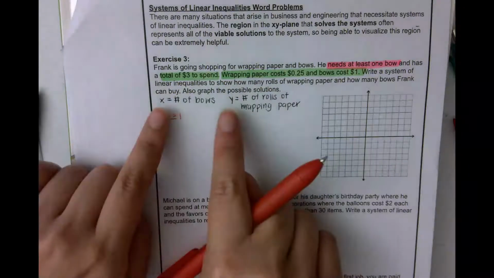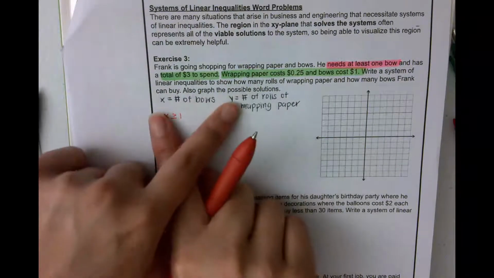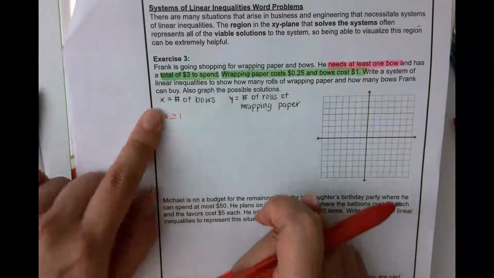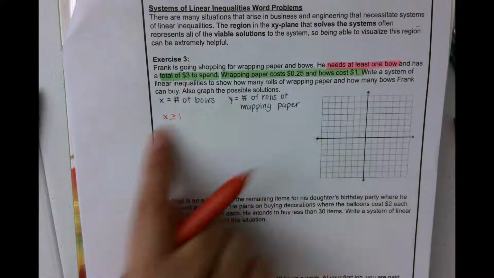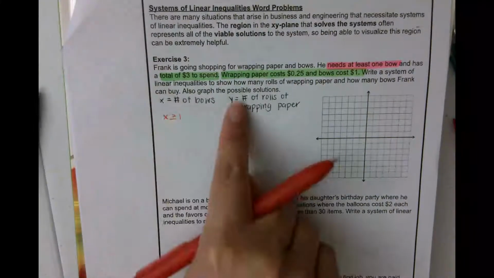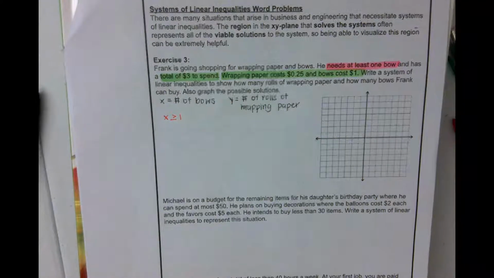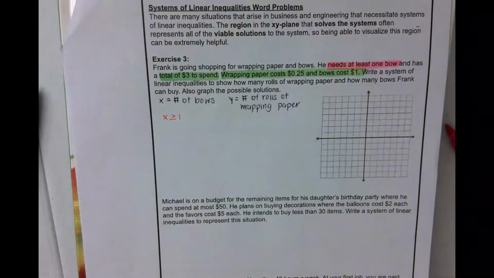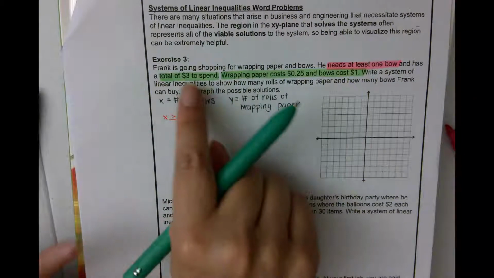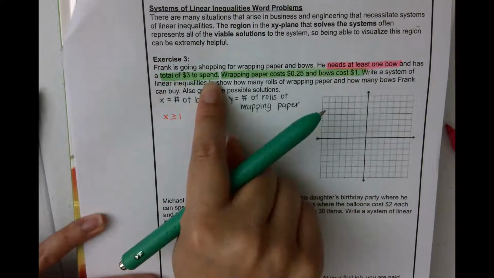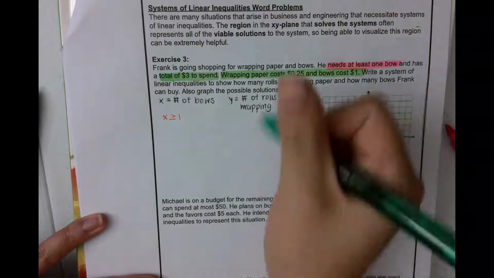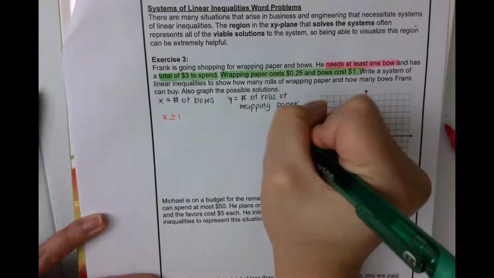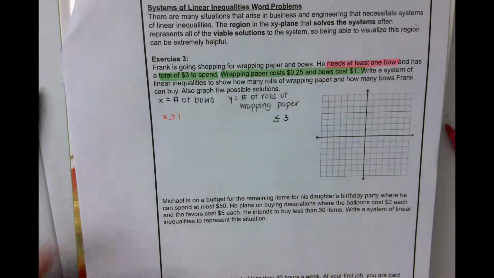If you had written them flipped, if this was X and this was Y, then instead you would have y ≥ 1. So the inequality that you write just has to match the variable that you're defining. Then the other inequality I'm going to write is for cost. We know that he has a total of $3 to spend. You cannot spend more than you have, or else you'll be in debt. So however much he spends has to be less than or equal to $3.